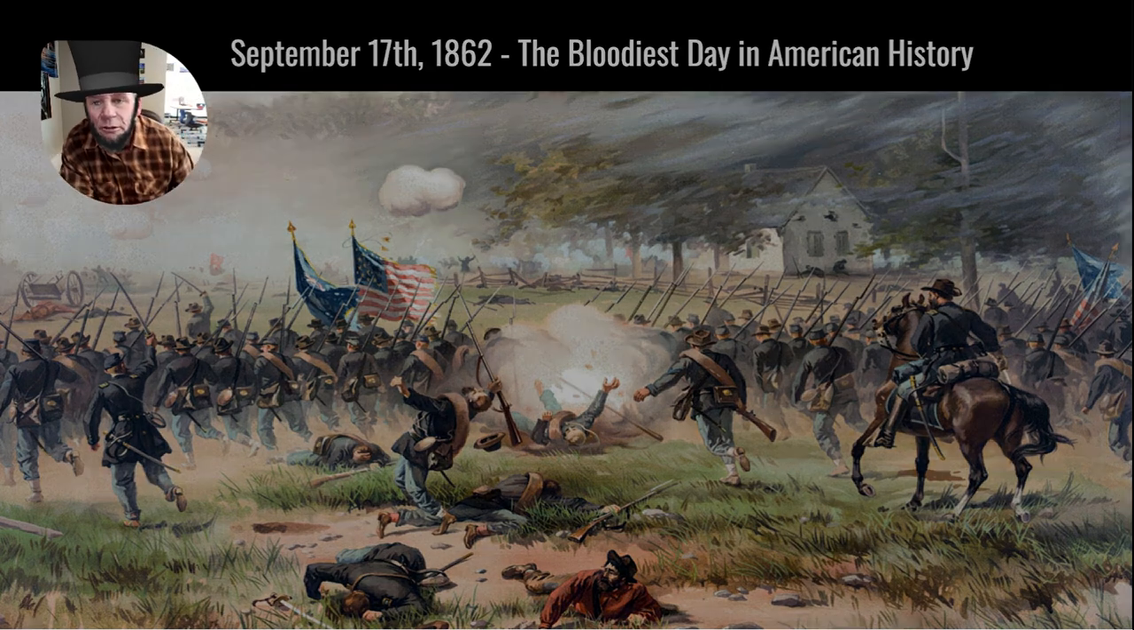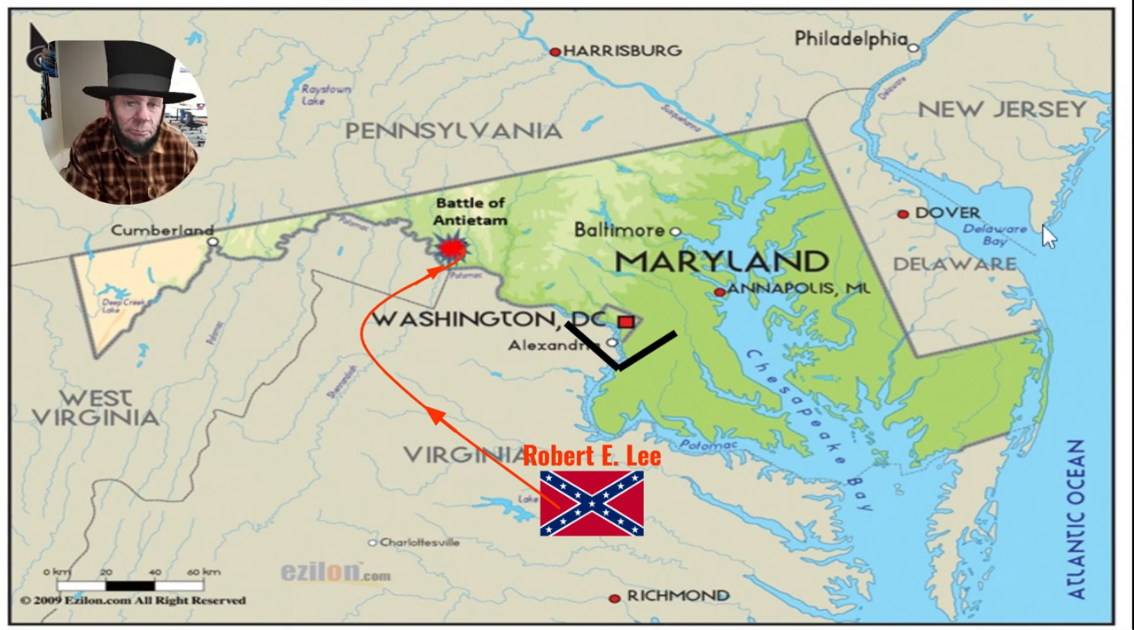So if you take a look at this battle map, we can see how it all started. You'll notice that Washington, D.C. right here in the center, and Robert E. Lee has been pretty successful. He hasn't really lost a major battle, and he knows that he can't attack D.C. straight by going north, so he decides to go around. And as he goes around in the state of Maryland, he runs into thousands of Union soldiers at a place called Antietam, just outside the town of Sharpsburg.